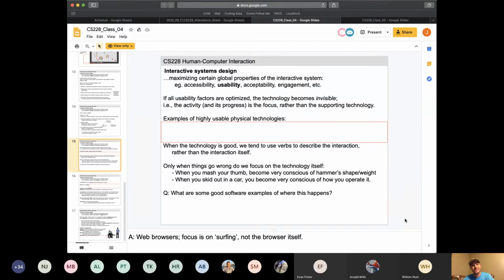Cole says a spoon. Let's see. I do agree, because when you use a spoon, you're just eating, right? You're not thinking, "Oh, I'm gonna scoop this up," or "I'm gonna use the spoon." You just say, "I'm just gonna eat, right? I'm eating my cereal." An elevator. I would agree that an elevator also fits. Yeah, this is another good example. A TV.